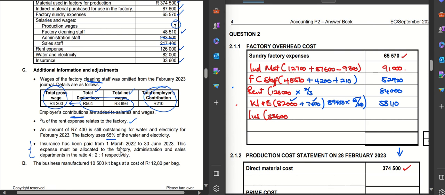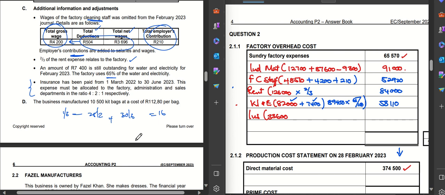Insurance has been paid from 1 March to 30 June. Remember, it should have been from 1 March to 28 February. So once we pay to 30 June, that means we've paid 4 months in advance. In total, we've paid for 16 months. So the quickest way was to simply say the insurance amount, which is 33.6, multiply this by 12 over 16 because we want the 12 months.